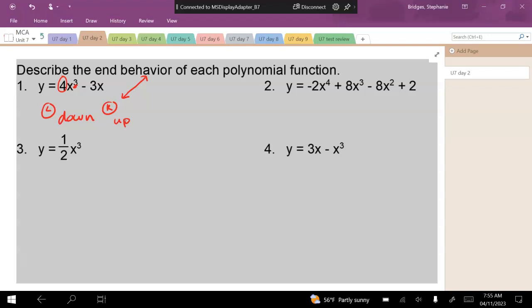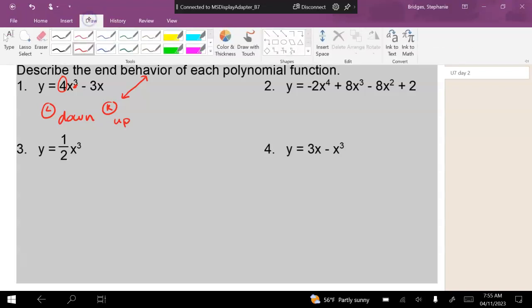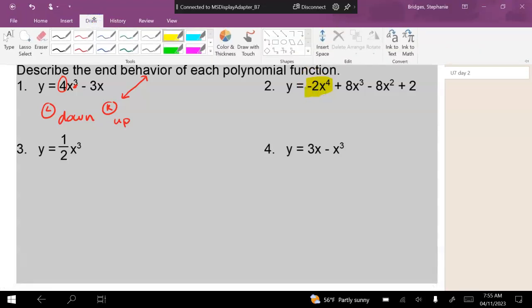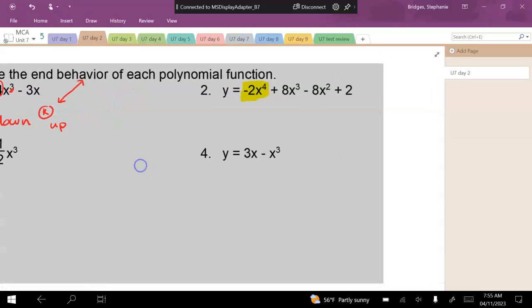Now, my number 2 is y equals negative 2x to the 4th plus 8x to the 3rd minus 8x squared plus 2. Is that already in standard form? It is. So my first term is the one that I'm focused on. This right here. Is the exponent on that even or odd? Even. And then the number in front of it, is it positive or negative? Negative. So since it is even and it is negative, that's going to be like a parabola that goes upside down.